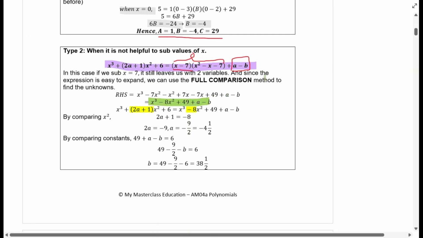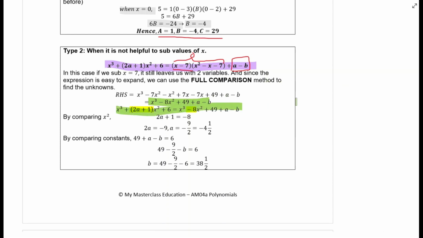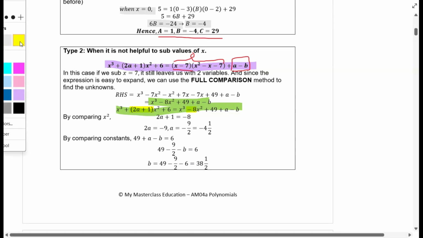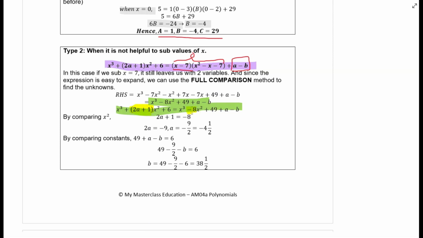So then we can equate left hand side equals to right hand side, which is here. And then we can start doing our direct comparison of coefficients. Now if we notice, the terms that we are more interested in will be the ones with obviously our unknowns in it. So on the left hand side, it will be our x squared term, 2a plus 1. On the right hand side, it will be minus 8.